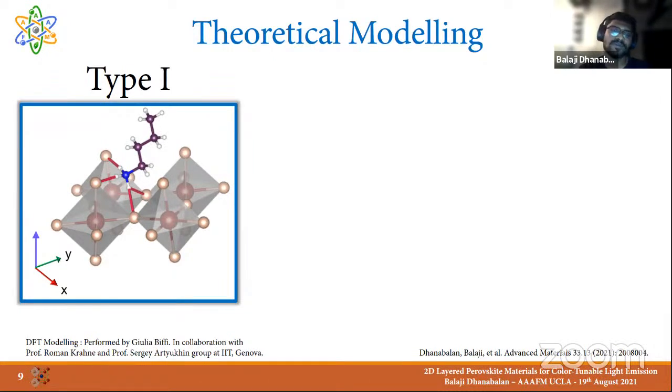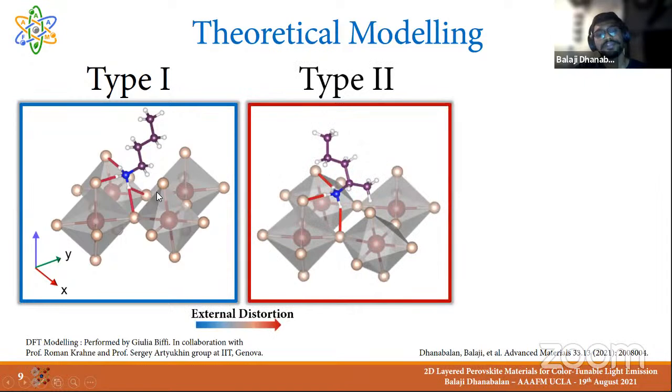So we did the theoretical DFT modeling on these materials. The type 1 was showing the typical structure, and there was not much distortion in the octahedrons. When we go from type 1 to type 2, it was showing an external distortion. That means the bond length from one lead to the other lead was changing, and it was creating the distortion, because it has to accommodate the additional methyl group within this octahedron. That's why it creates a distortion externally. An interesting thing is the one which was showing the pure white light emission.